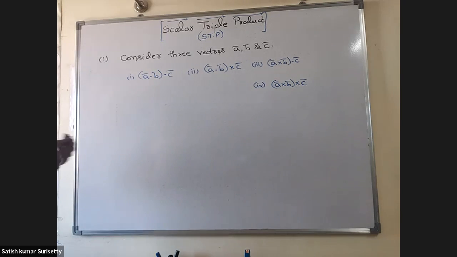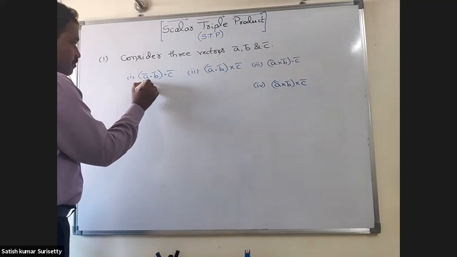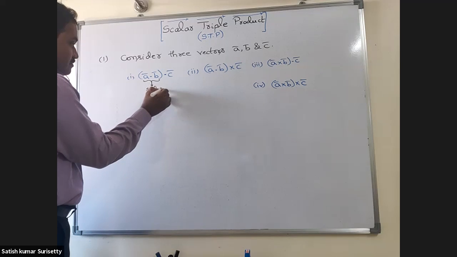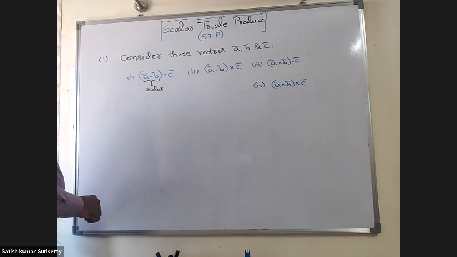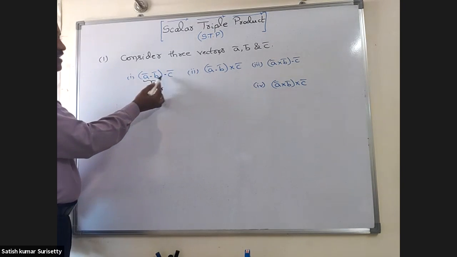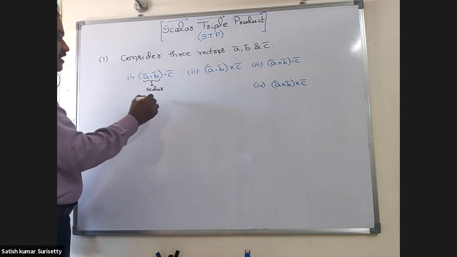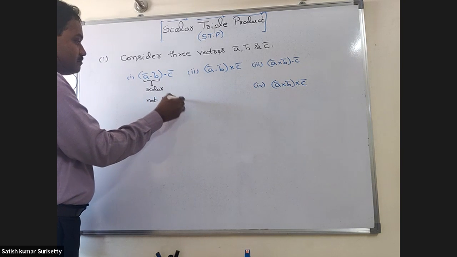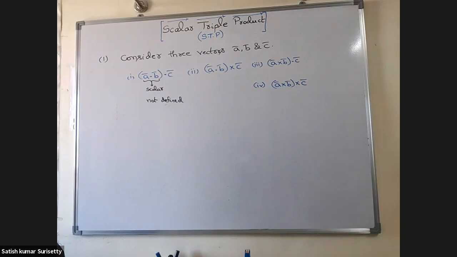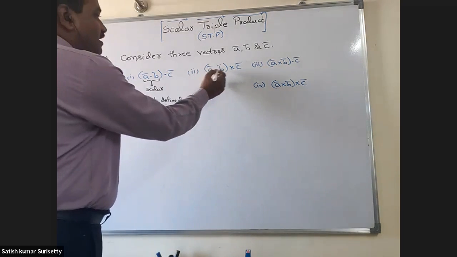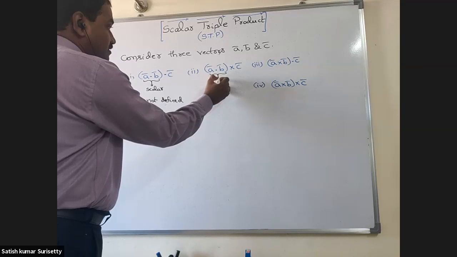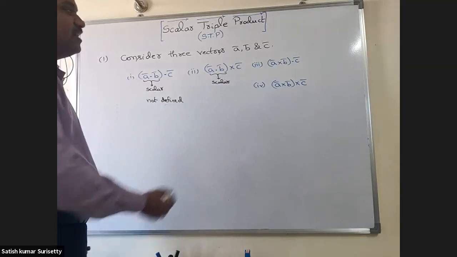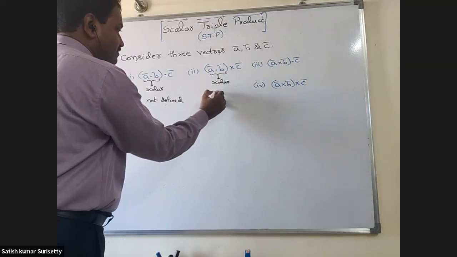In the first one, A bar dot B bar is a scalar. Now, dot product between a scalar and a vector is not defined. Next, in the same manner, A bar dot B bar is a scalar. So cross product is not defined between a scalar and a vector.